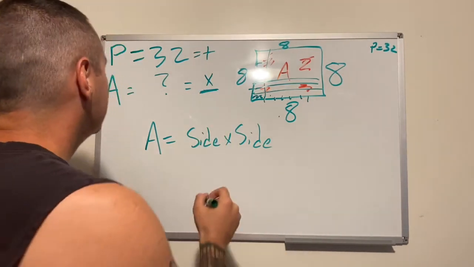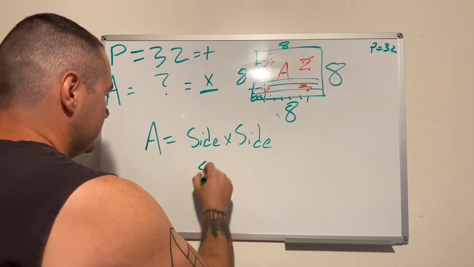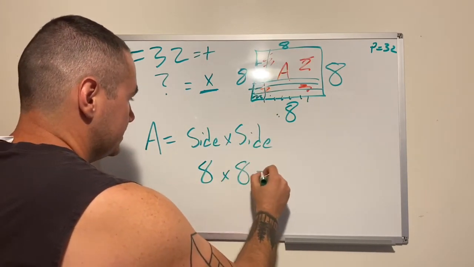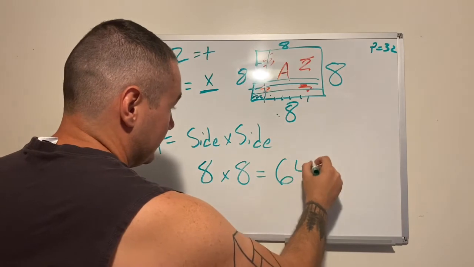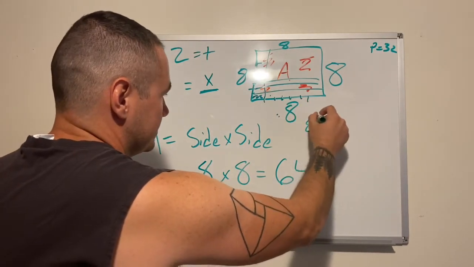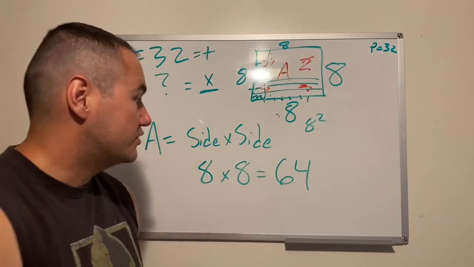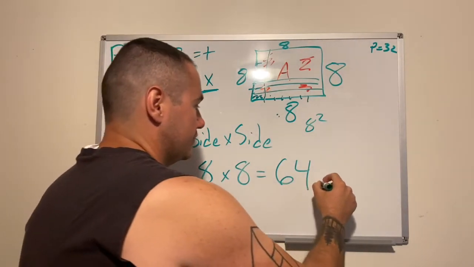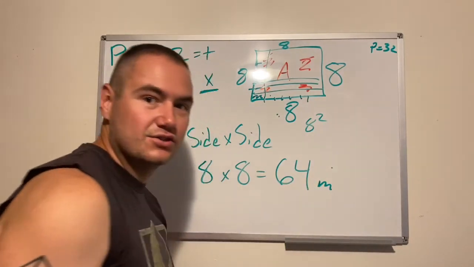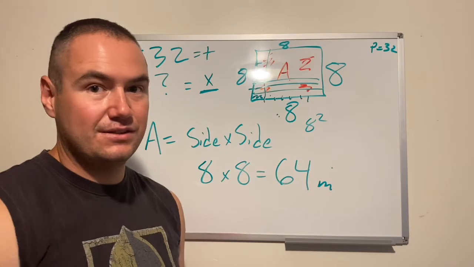All right? So what is 8 times 8? Too easy. 8 squared. And that's why we call it 8 squared, is because it's a square. So 8 squared is equal to 64 square meters. All right? So that's the answer. The answer is 64 square meters.